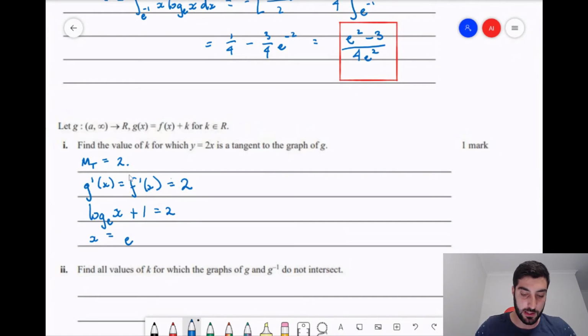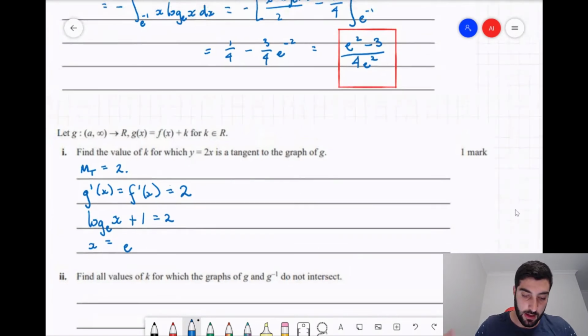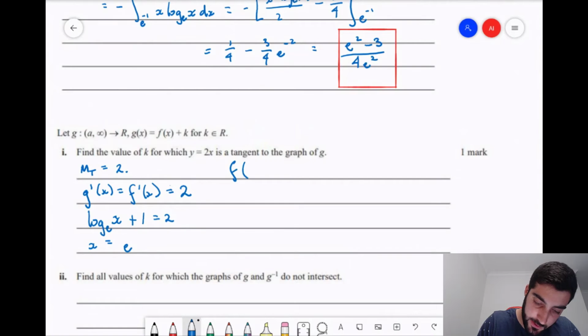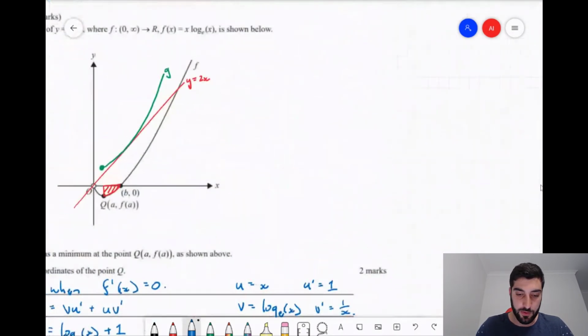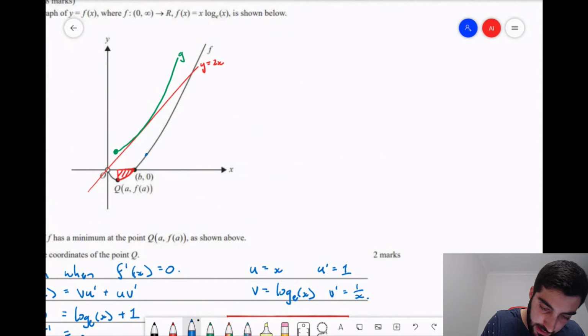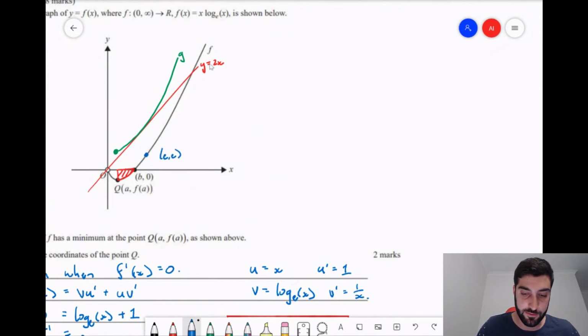And then if we sub that back into the original function f, we'll be able to work out a set of coordinates. So f of e is equal to e log e of e. I think that was it, which is just e. So the coordinate that we pass through is (e, e), right? So what that essentially says is, at this point over here, e, the function f has a gradient of 2, right? So then if we translate this up, we can work out g, right?